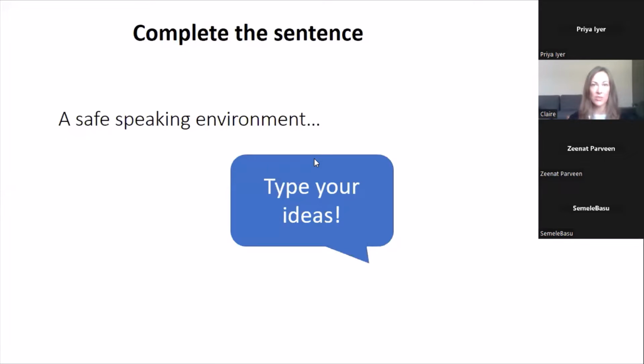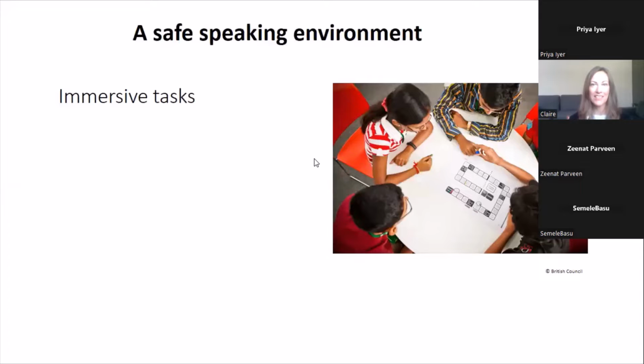Now, as I was researching the topic of today's webinar, I read a piece of research which I will share a link to later. It's one of the Cambridge papers in ELT series, and it's all about creating safe speaking environments. And they decided there were 3 elements of a safe speaking environment that I think many of the things you've mentioned come into. Here they are. Number 1, immersive tasks. So the tasks we set our students are important. They need to have the right level of challenge for our students. So not too easy, not too difficult.